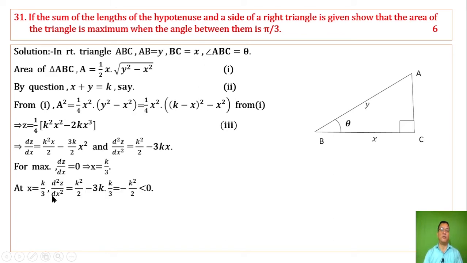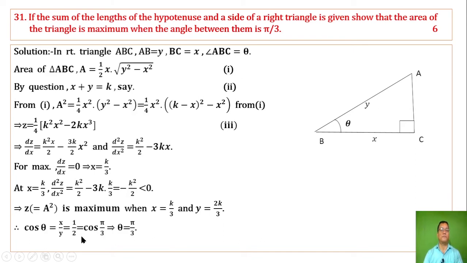At x equal to k by 3, the second order derivative is this, minus k square by 2, less than 0. Z is maximum when x equal to k by 3 and y equal to twice k by 3. Therefore cos theta is x by y equal to half, equal to cos of pi by 3, implies theta equal to pi by 3.